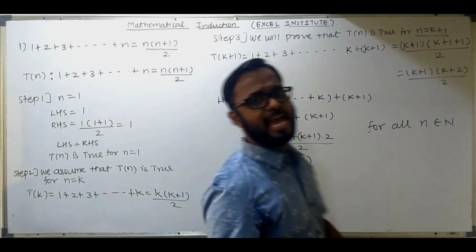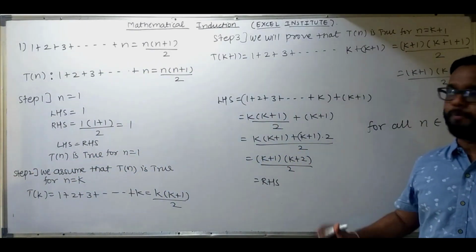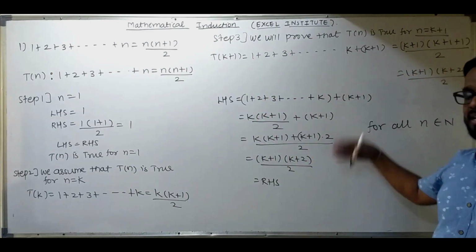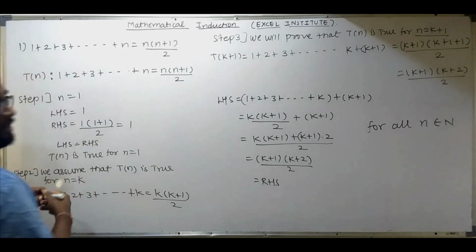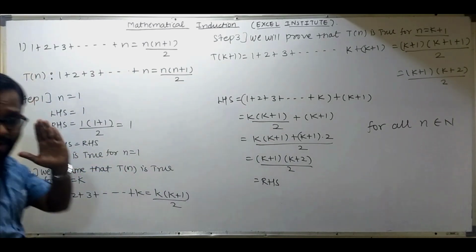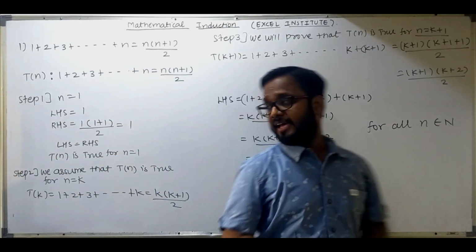All questions are of the same type, beta. This is a very mechanical topic. Once you understand one or two questions, then you automatically understand all questions. Always write down the given statement as T of n. Then you have to write it down.